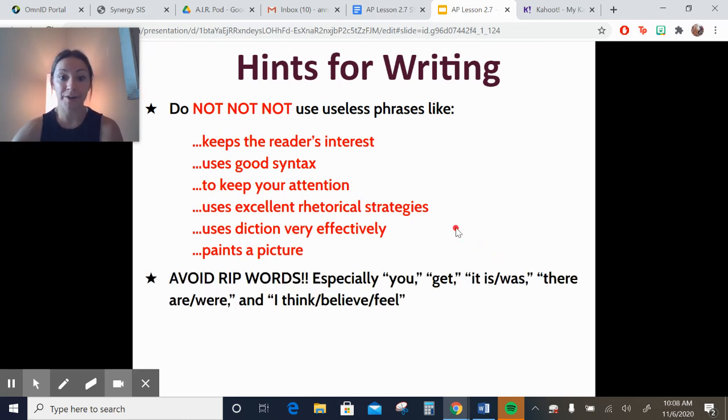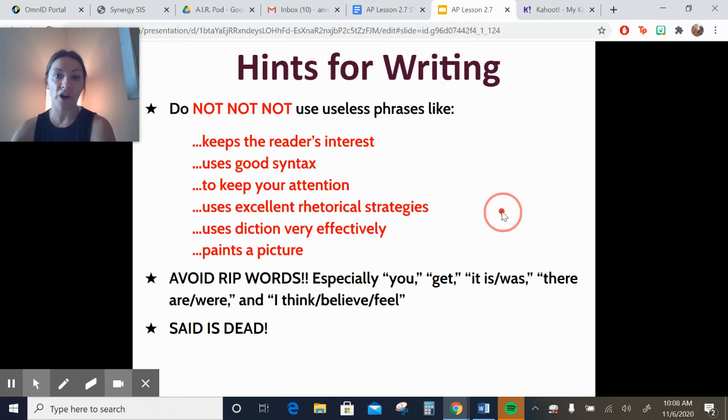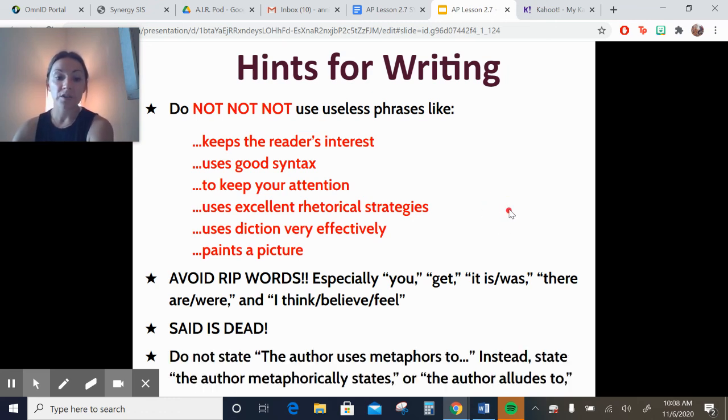Avoid RAP words, dead words, especially words like "you" or "get" or "it was" or "there are," "were," "I think," "I believe," "I feel." I do not want to see the word "I" in your writing. "Said" is also dead. Okay, try to find stronger verbs that you can use. Do not state like "the author uses metaphors." Instead, what you can move towards is "the author metaphorically states" or "the author alludes to."